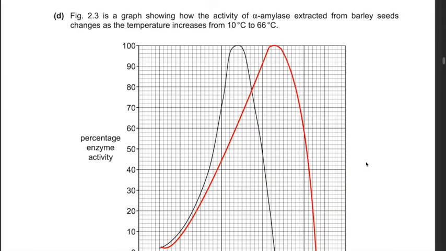Part D. Figure 2.3 is a graph showing how the activity of alpha amylase extracted from barley seeds changes as the temperature increases from 10 degrees Celsius to 66 degrees Celsius.